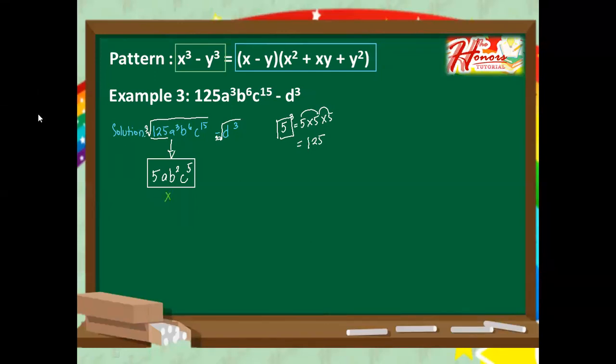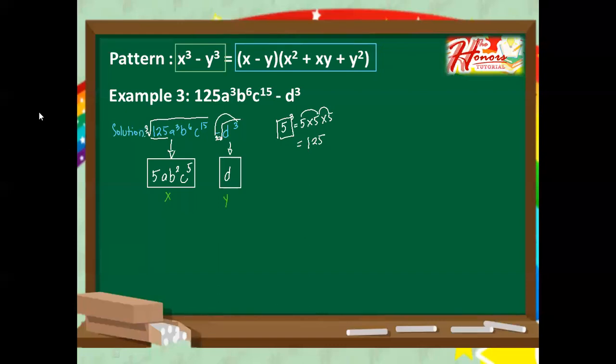Next, for d cube. For d cube, you have to divide the index, which is 3, and your exponent, which is 3. So that is equal to d raised to 1 because 3 divided by 3 is 1. But as I have mentioned earlier, it is better to write it as d only. It is because when your exponent is 1, it should be invisible. So we have here the values of x and y.